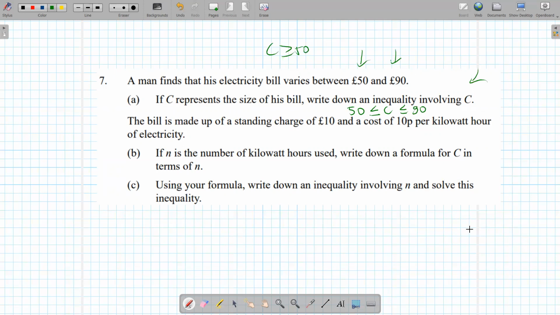Okay. The bill is made up of a standing charge of 10 pounds. Will this standing charge change? No, it would not. This is your y-intercept. And a cost of 10 pence per kilowatt hour. This is your slope because it's going to change depending on how much electricity you use, right? That's it. I've given you all the hints. What's the equation for C? This is your y-intercept, this is your slope, and this is your x, basically.